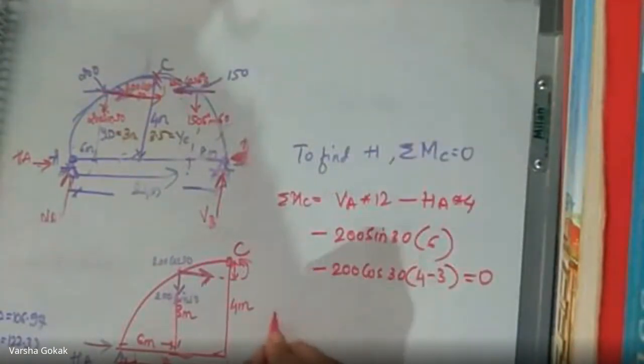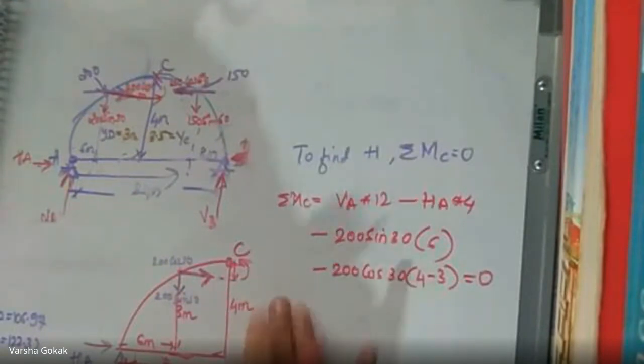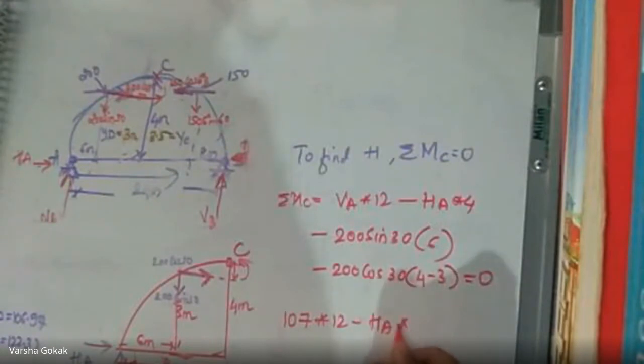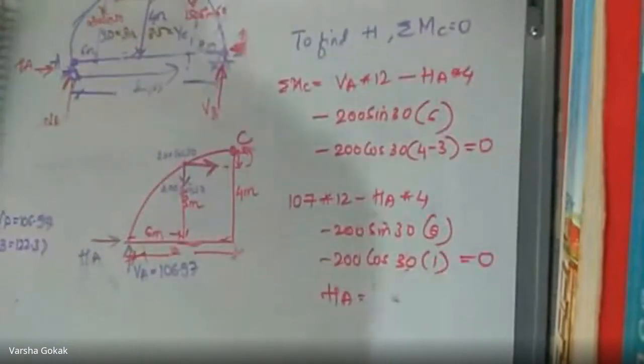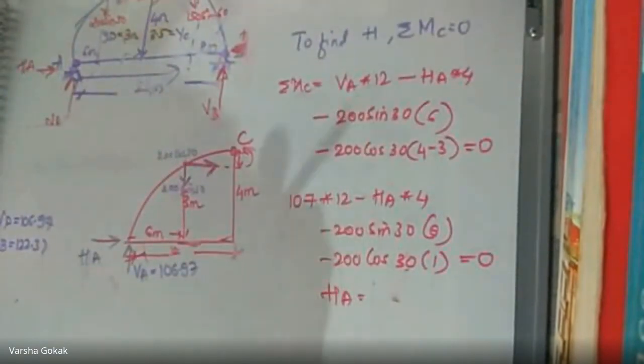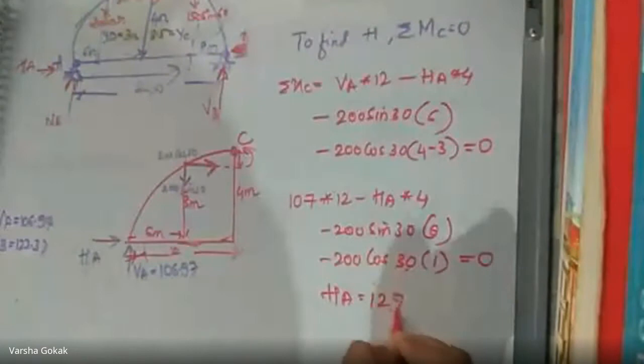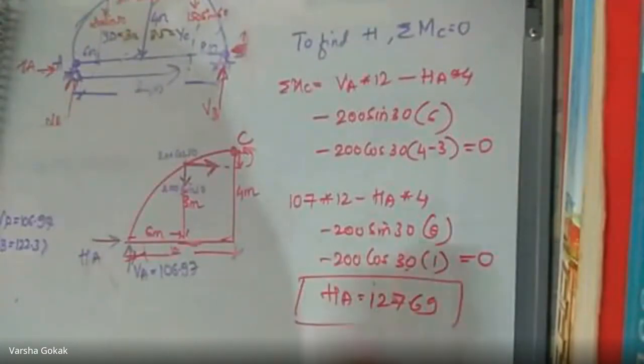So I have the value of VA. VA is 106.97. I take it as 107 into 12 minus HA into 4 minus 200 sine of 30 into 6 and minus 200 cos of 30 into 1, that is 4 minus 3, equal to 0. From here, you get the value of HA. Please give me the value of HA. 127.69. You're getting 127.69. All of you, please check.